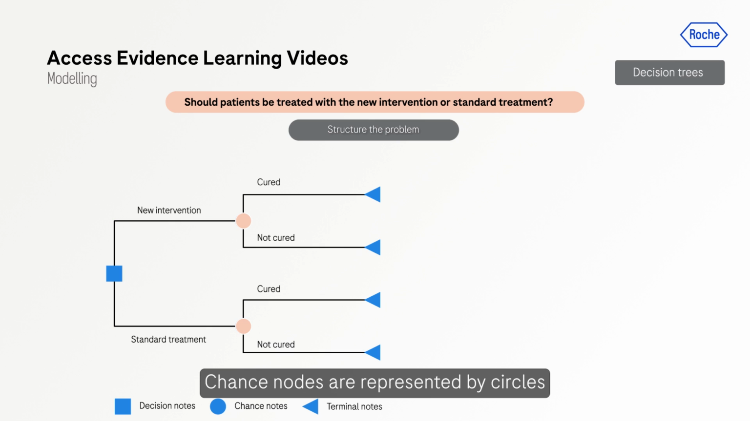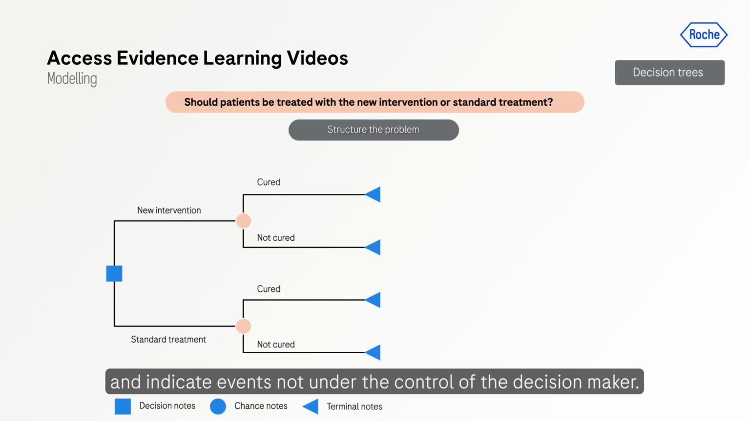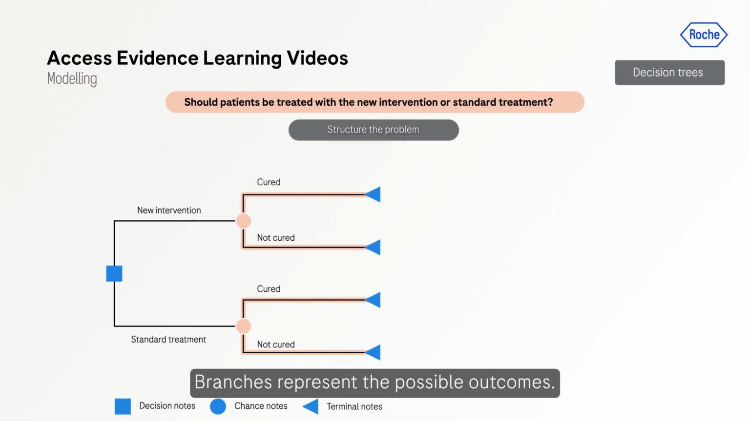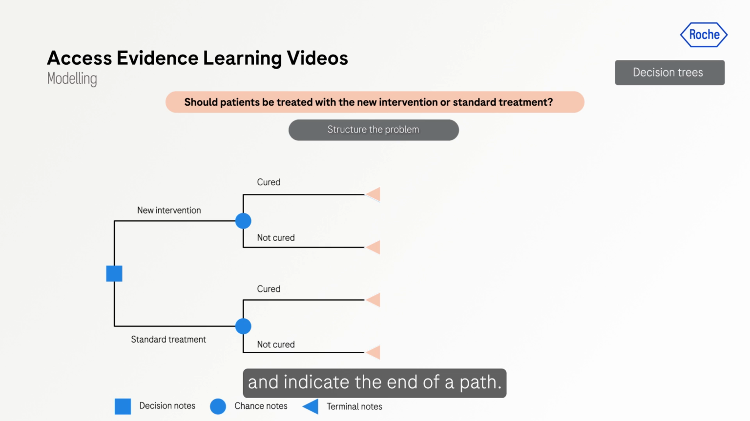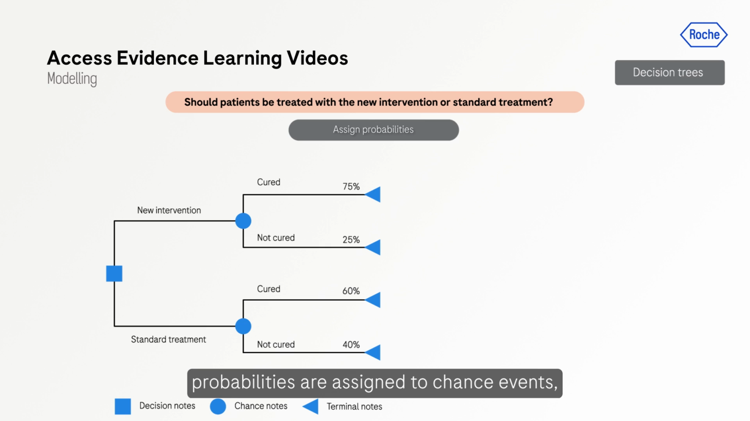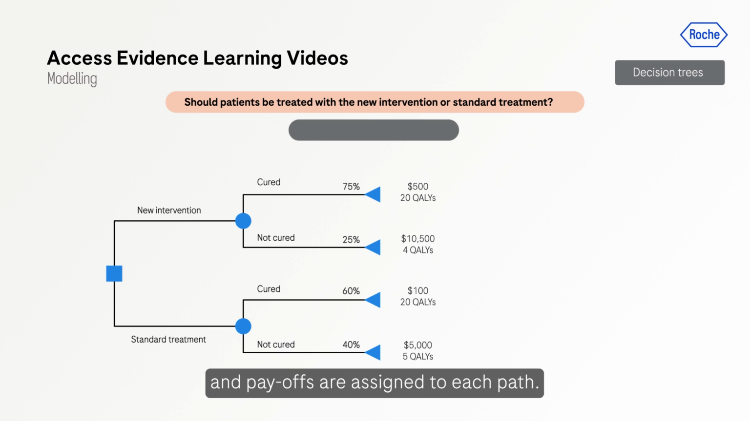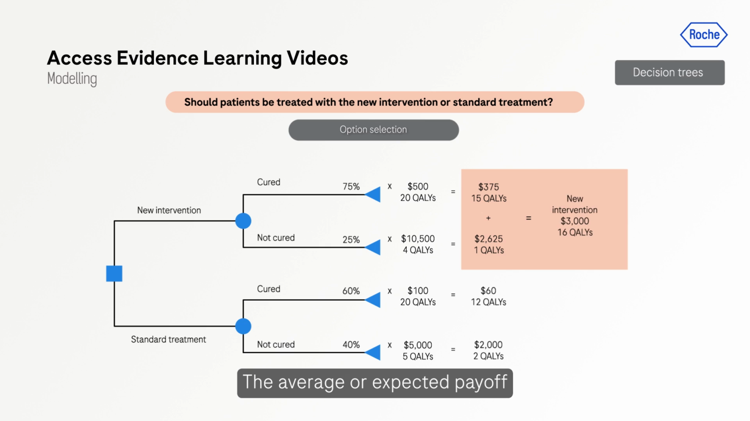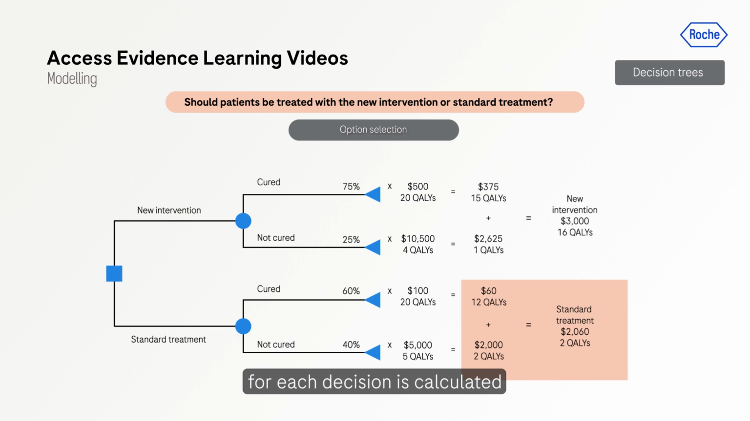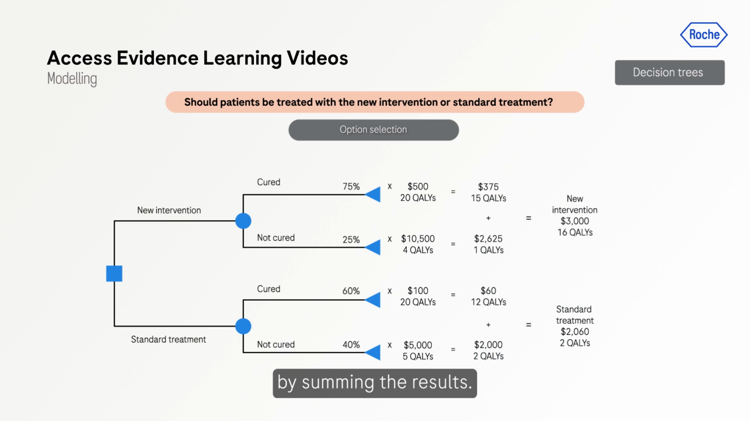Chance nodes are represented by circles and indicate events not under the control of the decision maker. Branches represent the possible outcomes. Terminal nodes are represented by triangles and indicate the end of a path. Once the tree has been constructed, probabilities are assigned to chance events and payoffs are assigned to each path. The values for each path are then weighted by the probability of them occurring. The average, or expected, payoff for each decision is calculated by summing the results.